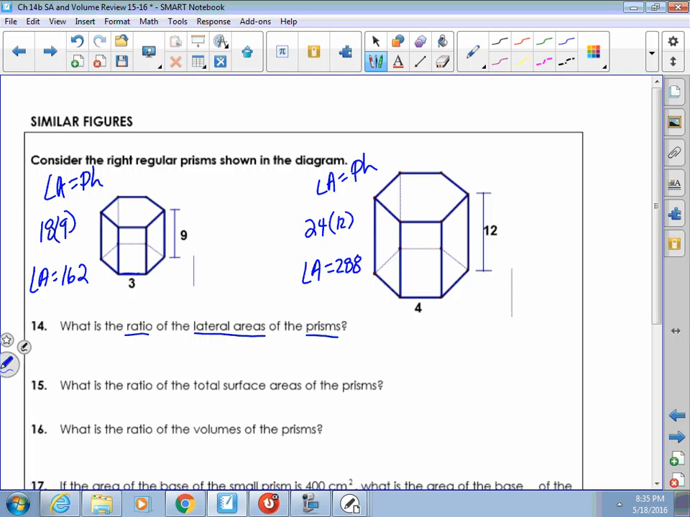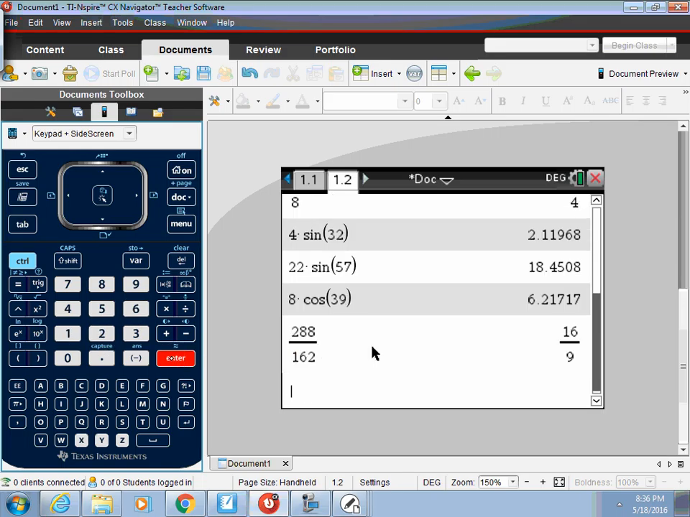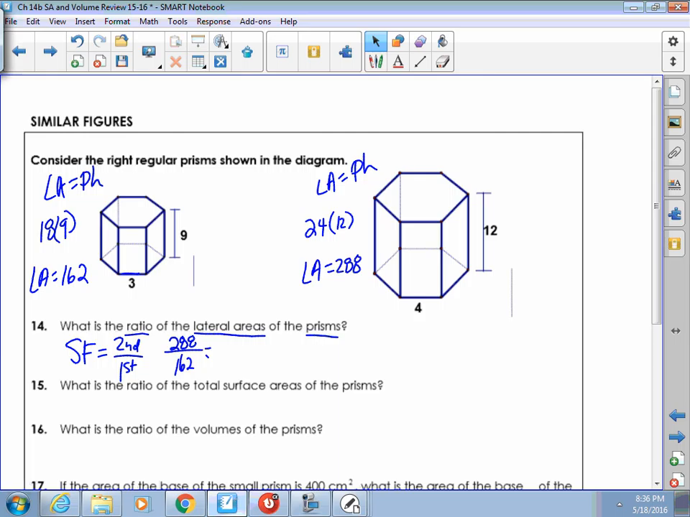Now remember, when dealing with ratios or scale factor, which we just talked about the last couple of days, we do the second to the first, or the new to the original, or old. So our second lateral area, the new one, is 288 over the original, which is 162. You can just type it in your calculator and it reduces it for you. If I do 288 divided by 162, it reduces to 16 over 9. So 16 over 9 is the ratio of the lateral areas. Remember, we're talking about area.